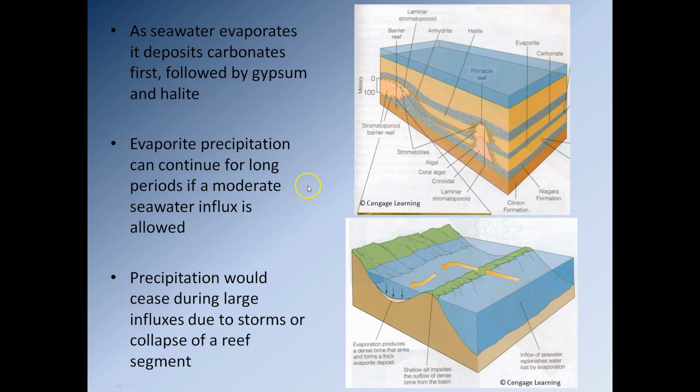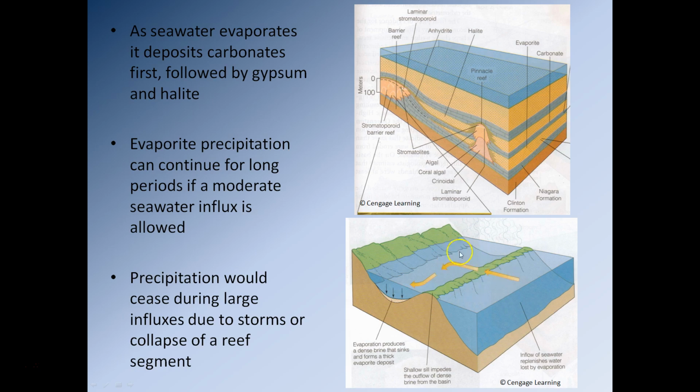So, regardless of how the evaporites actually formed, as the seawater evaporated away, we would get deposits of carbonate initially, followed by gypsum, and then followed by halite. So we're going to get a layer of carbonate, and then a layer of gypsum and halite over the top. Then every once in a while the reef is going to fail, and that's going to allow a sudden influx of fresh seawater into the basin. That's going to stop evaporite precipitation. At that point we go back into carbonate deposition, and then obviously the reef's going to repair itself.